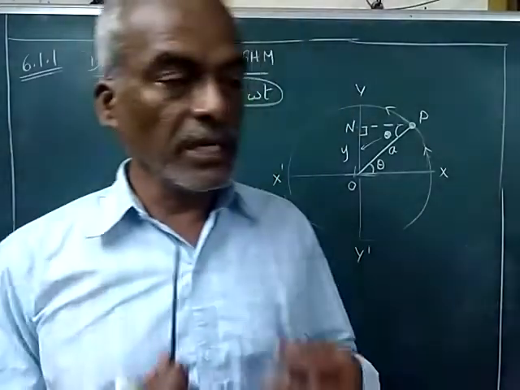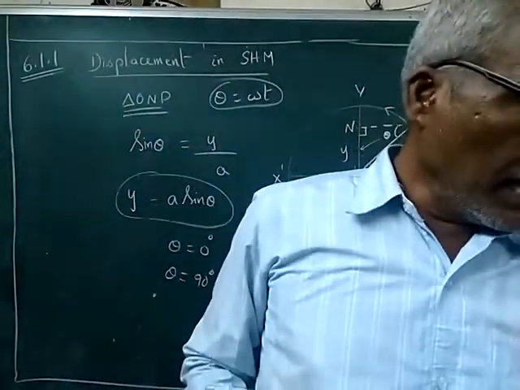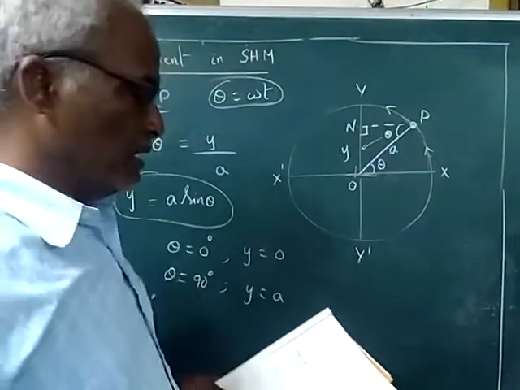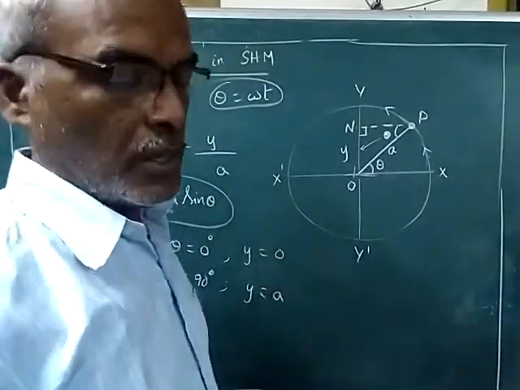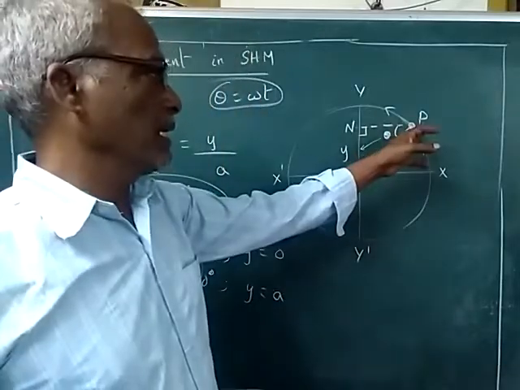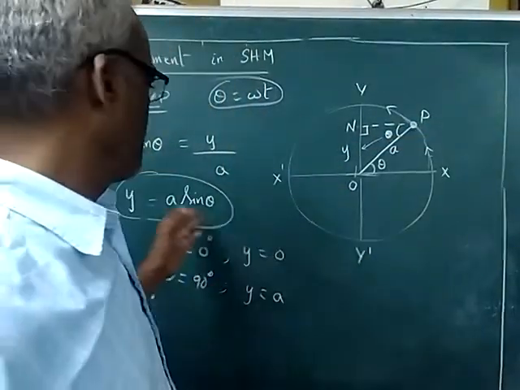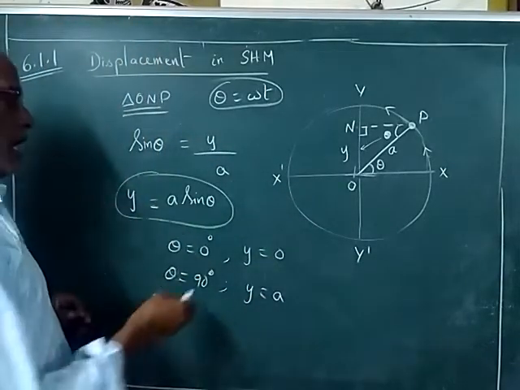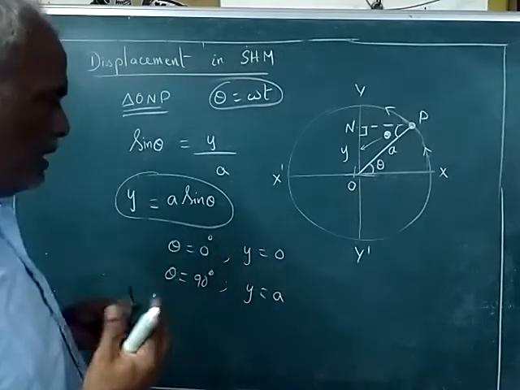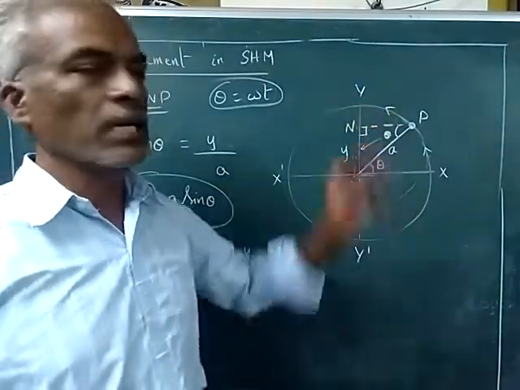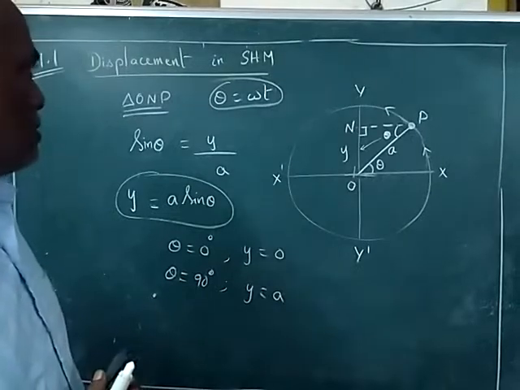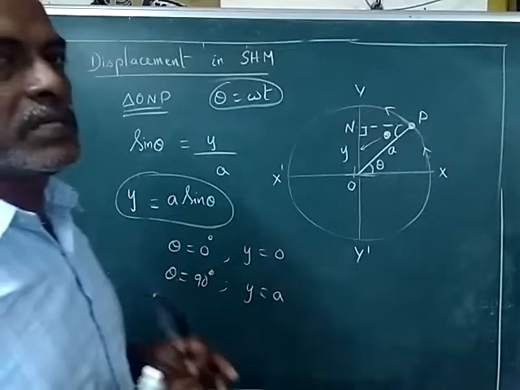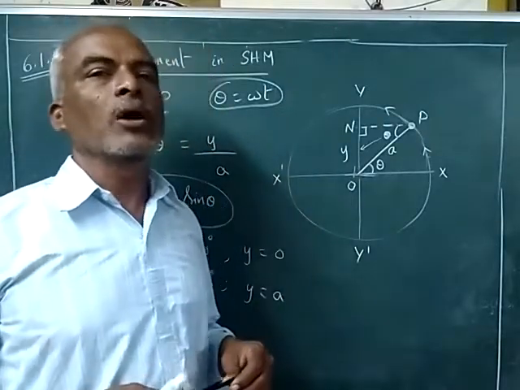So what we try to say is, the amplitude of the vibrating particle is defined as its maximum displacement from the mean position. In this case, we have considered a particle at a random point, the displacement is y, and we have framed the equation, which is y is equal to A sine theta. And we have analyzed two different points, one at 0 degree and the other at 90 degree. So this is the basic idea of how the displacement will be in a simple harmonic motion.